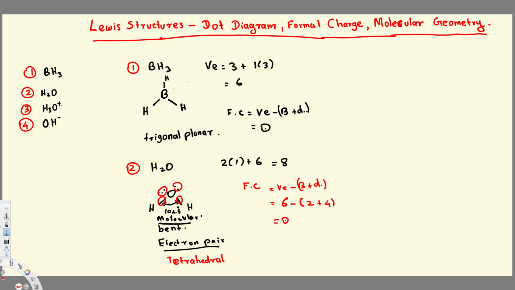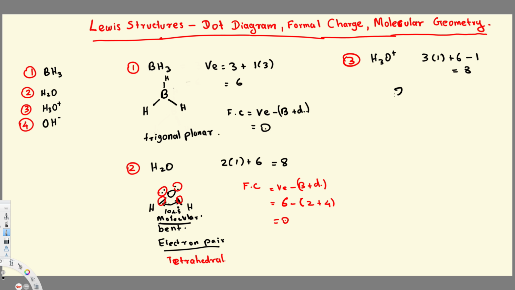So let's look at the third one, the hydronium ion. Let's write this one right here. Hydronium ion, H3O plus. Let's calculate the total valence electrons. Hydrogen has 1, and we have 3 hydrogens, so 3 times 1, plus oxygen has 6 valence electrons. Whenever we have a plus sign, that means minus 1. If it's plus 2, it's going to be minus 2. Whatever plus we have, we have to deduct it from the total valence electrons. So 3 plus 6 is 9, 9 minus 1 is 8.